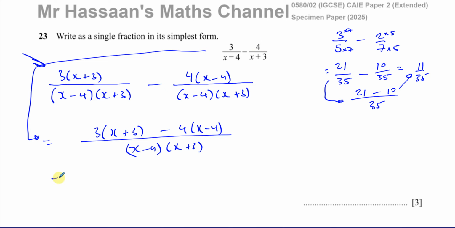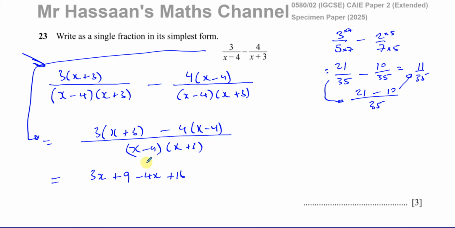And now the next step is very important, where a lot of students make mistakes. You have to multiply these, expand these brackets. So you have 3 times x, which is 3x, plus 3 times 3, which is 9. Now you're going to have minus 4 times x, which is minus 4x, and minus 4 times plus 4, which is plus 16. That's where people make mistakes.